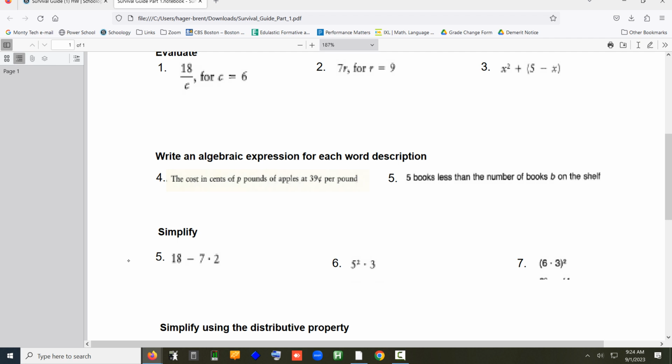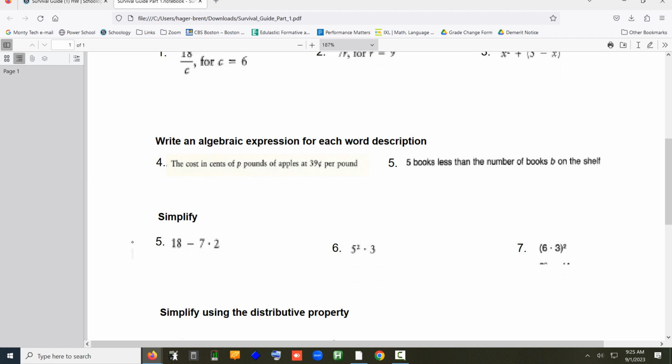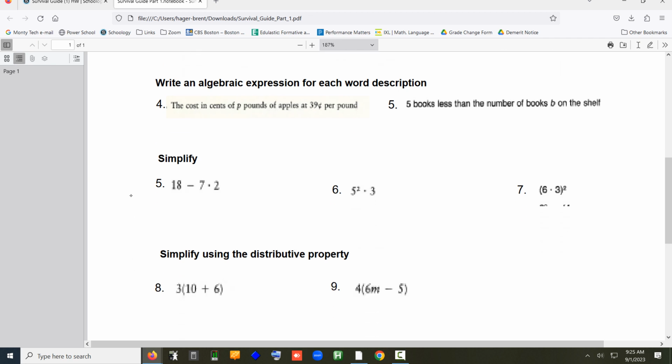Number 5. 5 books less than the number of books on the shelf. You could also say 5 fewer, but it's 5 books less than the number of books on the shelf. You gotta be careful with this one, Marie. B minus 5. Yes, this is the one where you do have to switch the order. It's B, take away 5. Yep. All right. How about the next one? Did anybody think they get that one? Lily? 4. Yep, that's going to be 4.